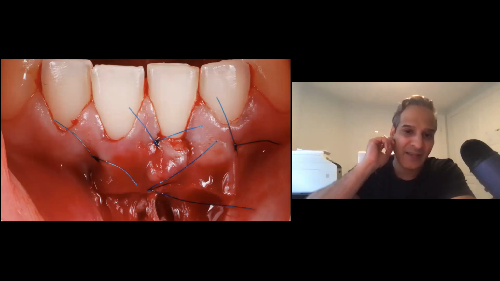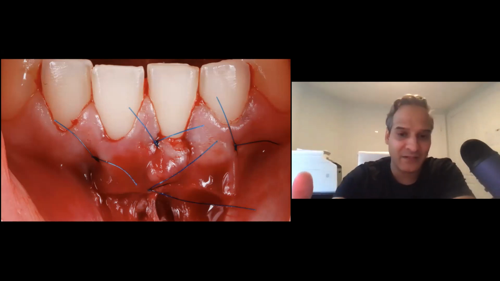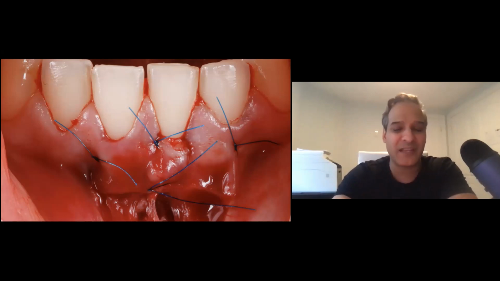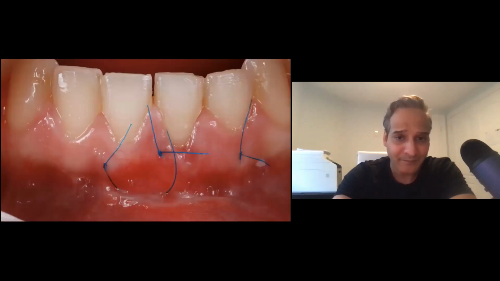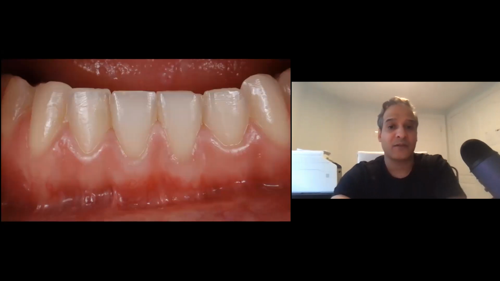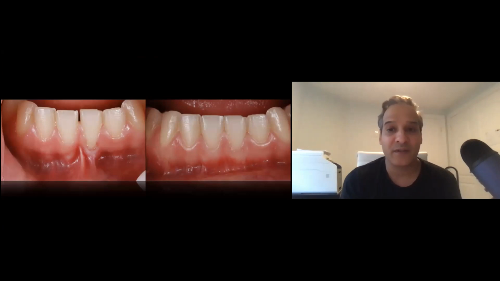So it basically allows me to create a vestibule of attached tissue and then release that pull, because that frenal attachment was almost right at the margin. So this takes away tension from the site as well. And this is how it looks at 2 weeks. And so this is the after. When you look at the before and after, you can hardly tell that anything was treated. You can see where the teeth are.